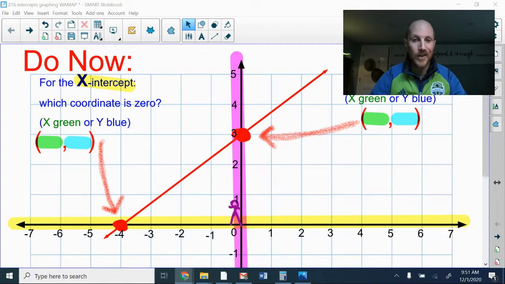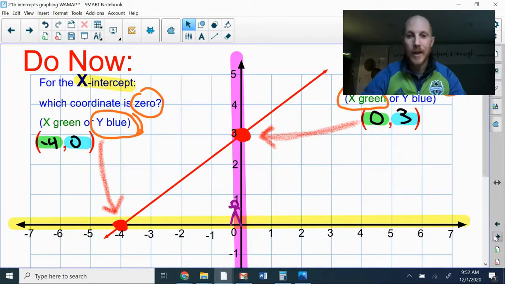Right. So each of those 2 points have two coordinates, an x coordinate and a y coordinate. I've highlighted those with the green and the blue spaces. So which of those two spaces is going to get a zero for the x-intercept? And then over here, which of those two coordinates is going to get a zero for the y-intercept? Come up with an answer, hit pause till you're done.